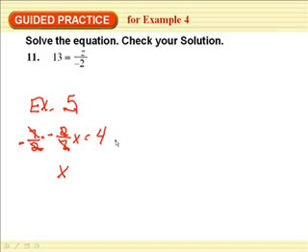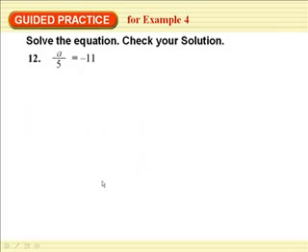And then you multiply this side by negative 7/2, because whatever you do to one side, you have to do the exact same thing to the other. You can cancel the 2 and the 4, and it comes out to be negative 14. So anytime you have a fraction with a letter, you can multiply by the reciprocal to solve it.